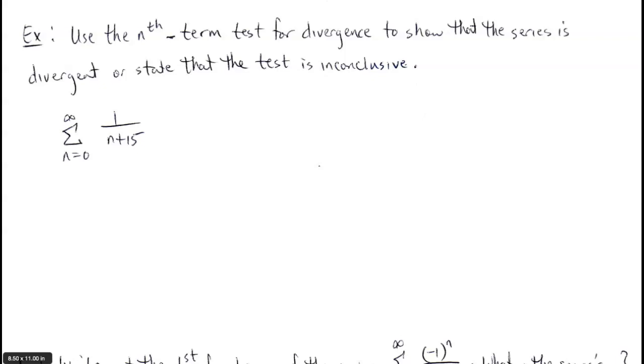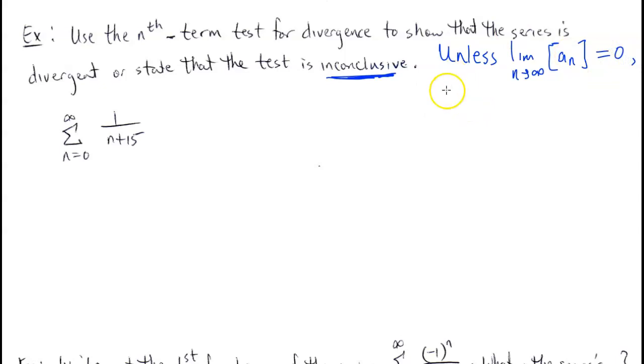And so before we start with this, I want to address what this part is about, the test being inconclusive. So if you remember the nth term test for divergence, which was our basic fact 2, we knew that unless we had a situation where the limit as n approaches infinity of the sequence goes to 0, unless this happens, we know that our series, whatever it is that we're looking at, will diverge. Okay?